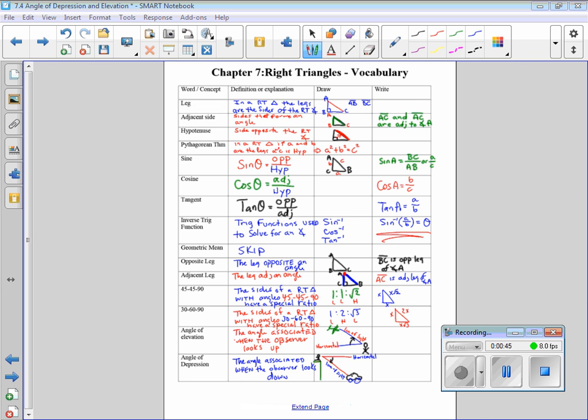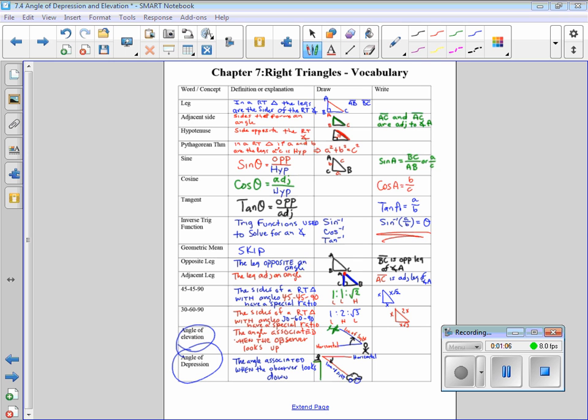All right, so we had a vocabulary list that we actually did in 7.1, and so today we're looking at angle of elevation and angle of depression. I'm just going to refer back to my video on 7.1. If you don't have those written down, it might be kind of small on your screen. It's plenty large in that video, and I'm just going to let you go back and look at it.